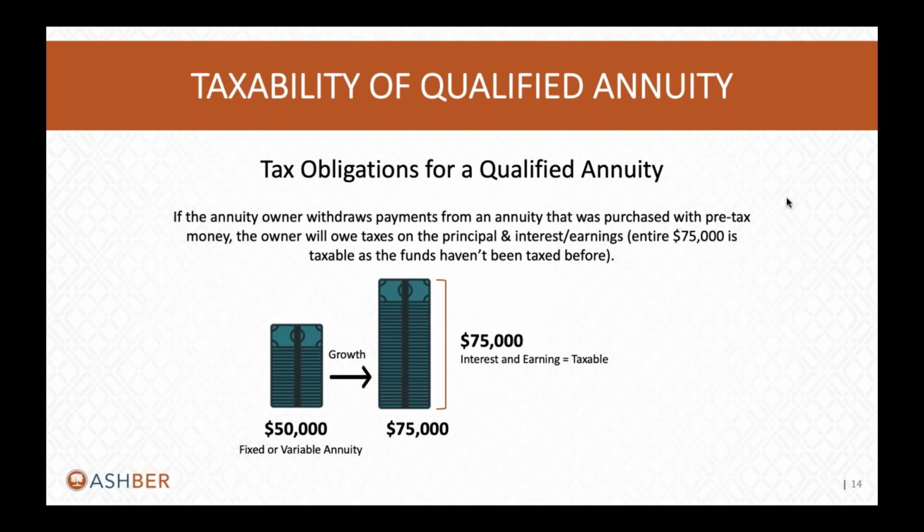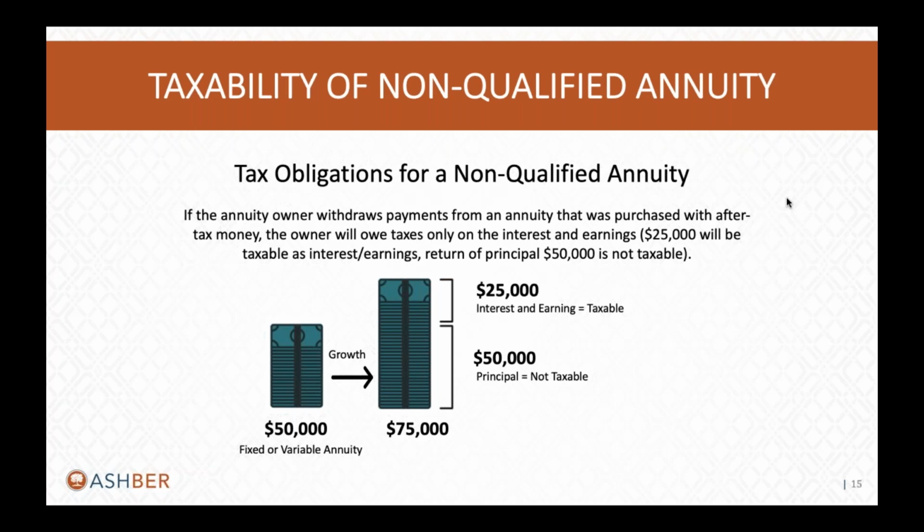Whereas if we compare that to a non-qualified annuity where the same annuity owner were to invest $50,000 that was coming from after-tax funds, and that money has now grown to $75,000, the taxable portion is going to be $25,000, or the difference between the total growth and the initial principal into the contract, whereas the $50,000 that was used to purchase the policy initially is not going to be considered taxable when it's withdrawn or if we were to annuitize that contract.